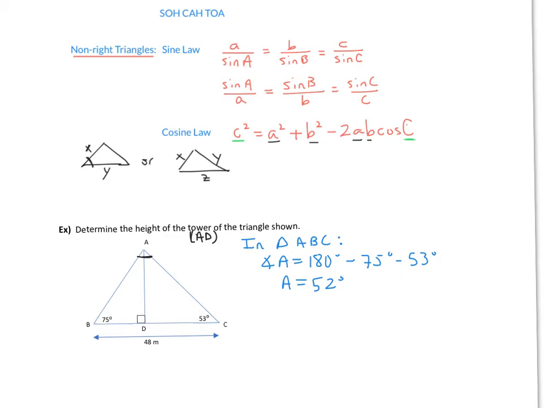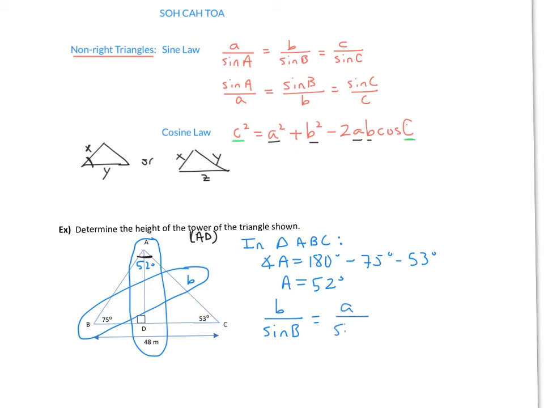Now that I know that 52 degrees is here, I have a side length and an angle across from it. So I am thinking sine law is what I could use, and solve for side B. So let's do that. I'm still working with triangle ABC. I'm going to use my sine law. I want to solve for side length B, so I'm going to put it on the top, divided by the sine of the angle across from it. And then I'm going to use the A over the sine of angle A.